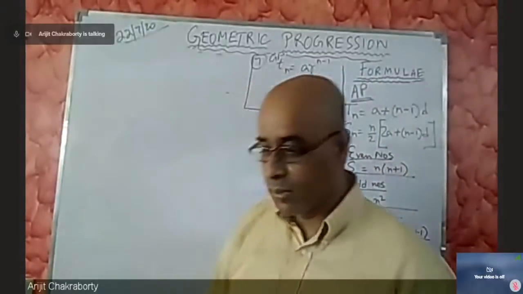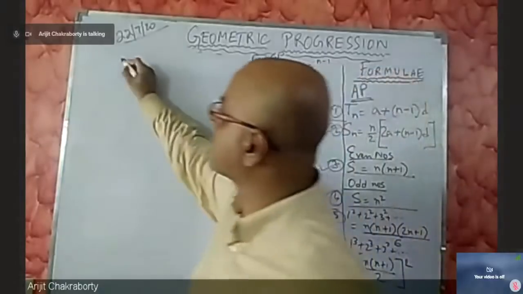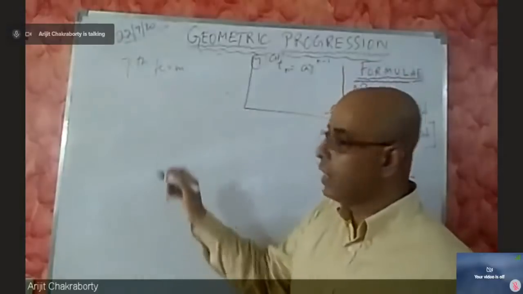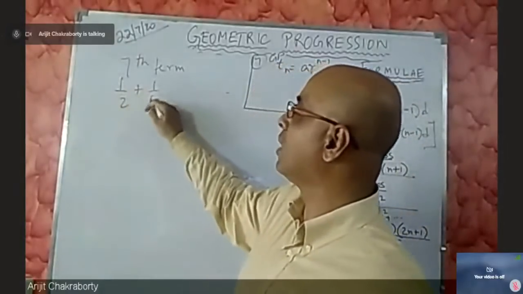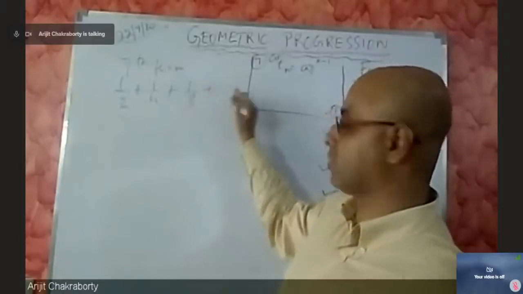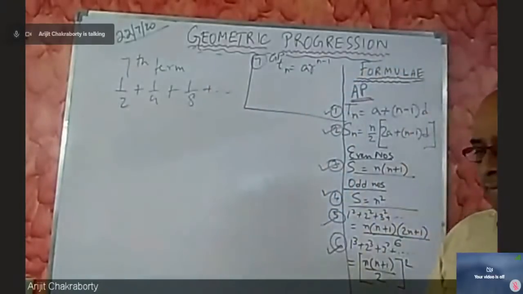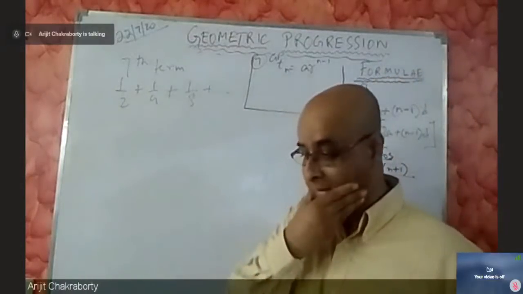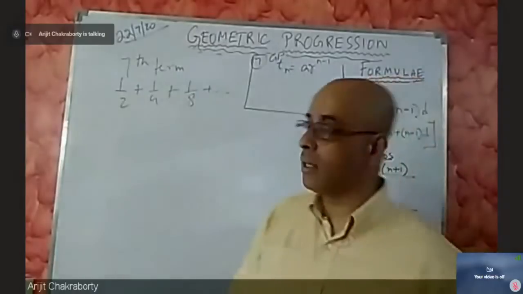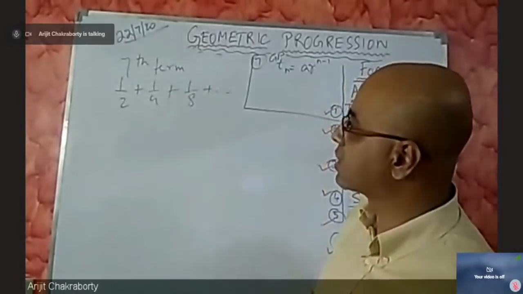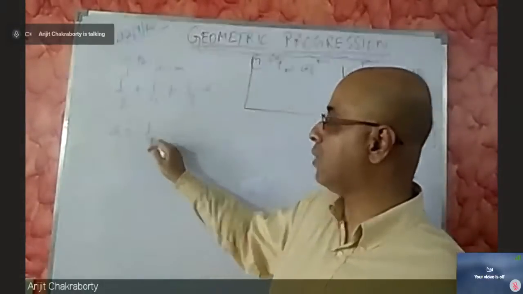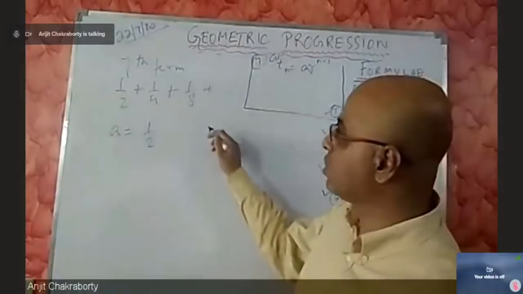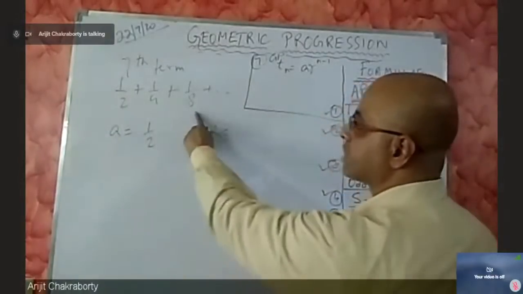And the problem is like this. You have to find out the seventh term of the series half plus 1 by 4 plus 1 by 8 plus so on. Okay. You have to find the seventh term. Now, what will be the seventh term here? Again, a r to the power n minus 1. So here a is equal to half. You can see what is r equal to? Common ratio, if you take this by this.